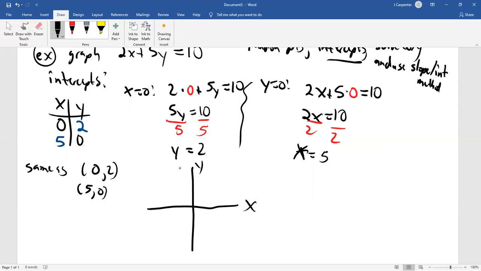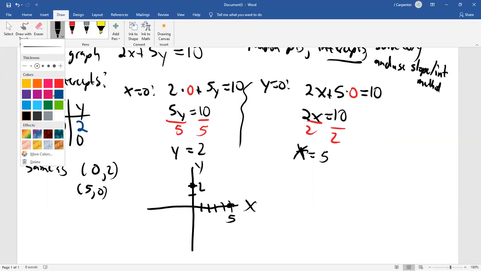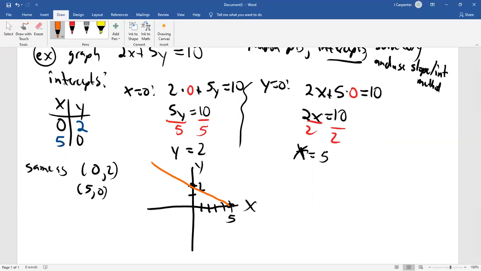So 0 comma 2, that's left or right 0 and up 2. There's our first point. 5 comma 0, that's right 5. 1, 2, 3, 4, 5. And up or down 0. Connect with a line. I'll do this with an orange. I'm going to do the best I can. In MyMathLab, all you do is click the 2 points using the line feature and it'll make that for you. It's kind of nice. There's a graph.